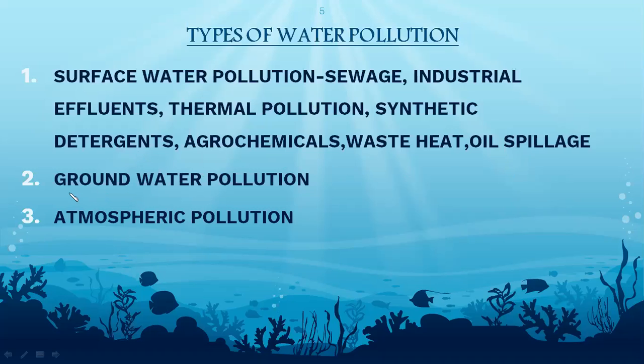The second one is groundwater pollution. Groundwater refers to the water which is available under the earth and it is less likely to be contaminated because it is beneath the earth. However, there are several reasons for contamination of groundwater also, like septic tanks, deep well injections, mining, etc. The third one is atmospheric pollution.